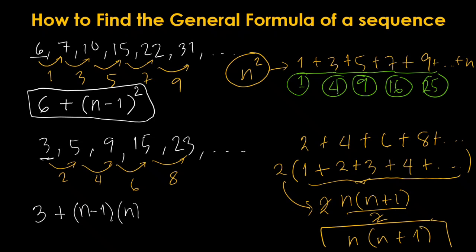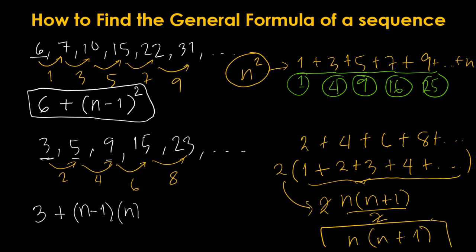We can check it when your n is 1. So 1 minus 1 is going to be 0 here, so we have 3 as the first term. When your n is 2, 2 minus 1 is going to be 1, times 2. So 1 times 2 is 2, plus 3 is 5. When your n is 3, it's going to be 2 here, times 3, that's 6. 6 plus 3 is 9. So you can verify the rest of it.